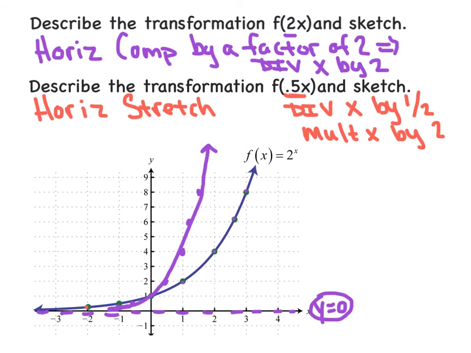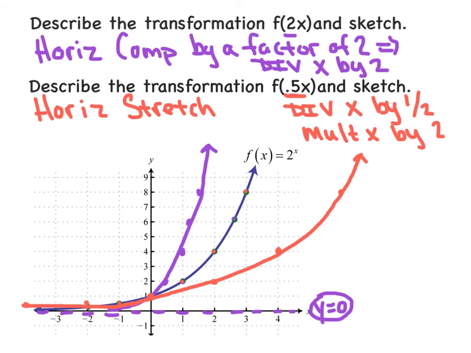So for instance, this -2 is going to slide over to -4. This -1 is going to slide over to -2. 0 is going to stay 0. 1 is going to slide over to 2. Let's see, 2 is going to slide over to 4, and we'll say 3 is going to slide all the way over here to 6. And look at the stretch that is taking place here.